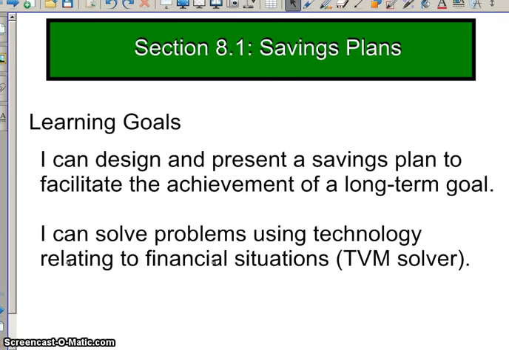Welcome to the first lesson of your ISU, Section 8.1, Savings Plans. By the end of this lesson, you should be able to design and present a savings plan to achieve a long-term goal for your money. You should also be able to solve problems using technology, specifically the TVM solver on the graphing calculator.